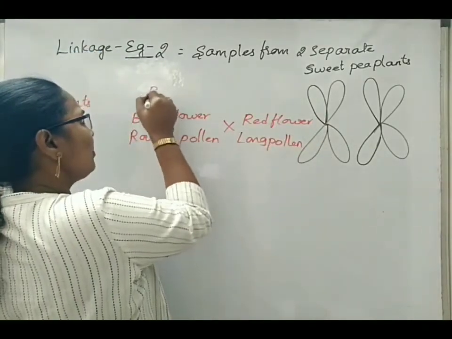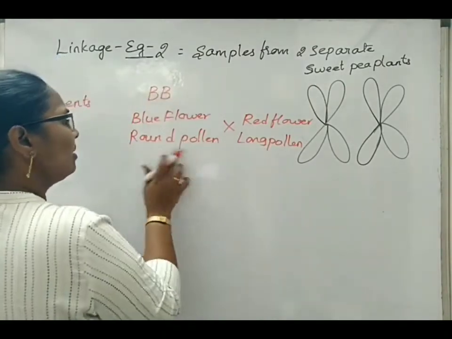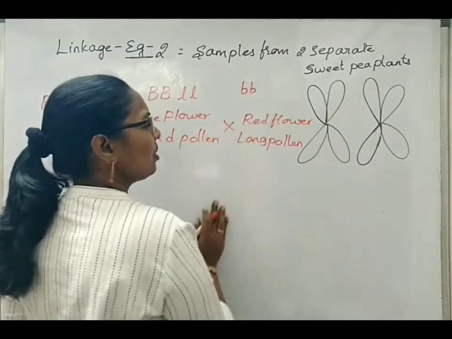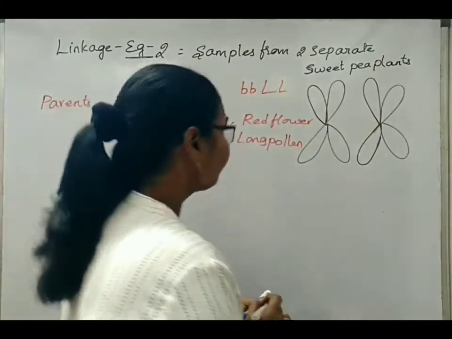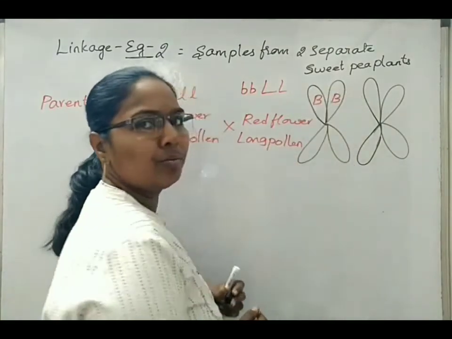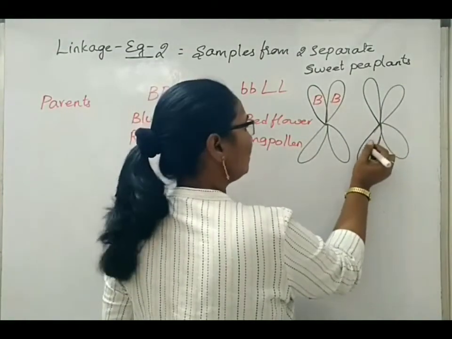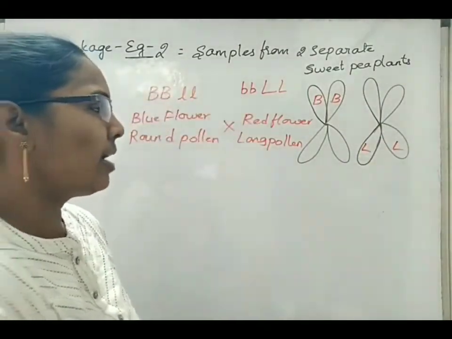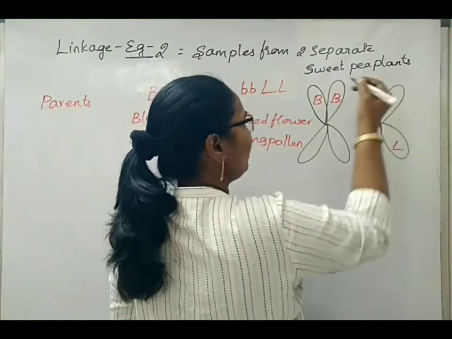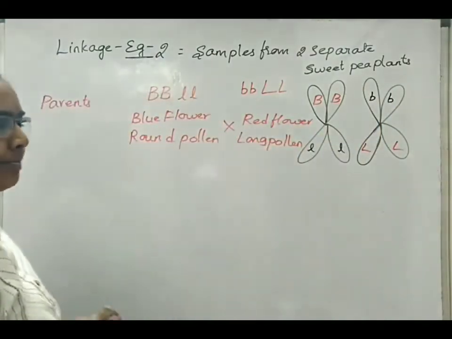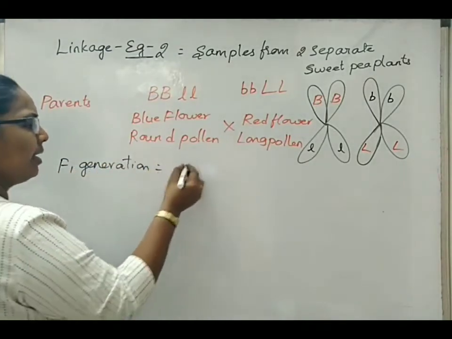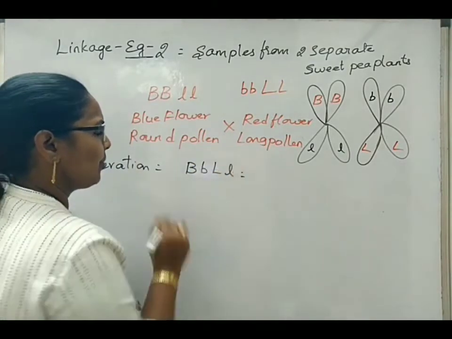According to this, in the allele distribution, blue color is indicated with capital B, round pollen with small l. Red color flower is indicated with small b, long pollen with capital L. If you see the allele distribution here, capital B can be on one chromosome of the homologous pair, and the long pollen allele is present on the other chromosome of the homologous pair. So it will be like this and like this. In the F1 generation, again the same type, capital B, capital L, small l.